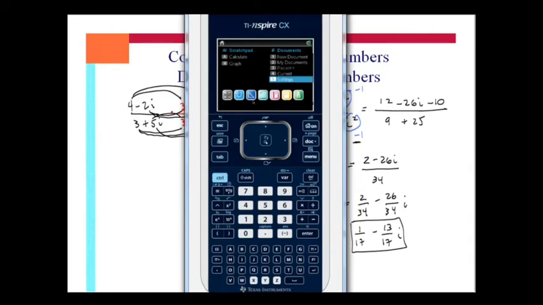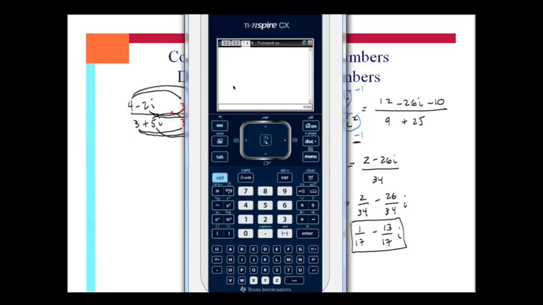Okay, let's just go to the calculator screen and we'll enter some division. We're going to do the problem that we previously did here, 4 minus 2i divided by 3 plus 5i. I'll choose here the option for fractions and enter the number 4 minus 2i.